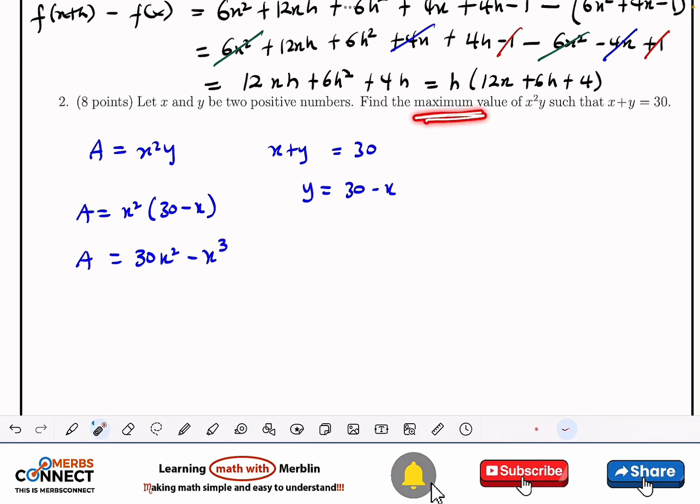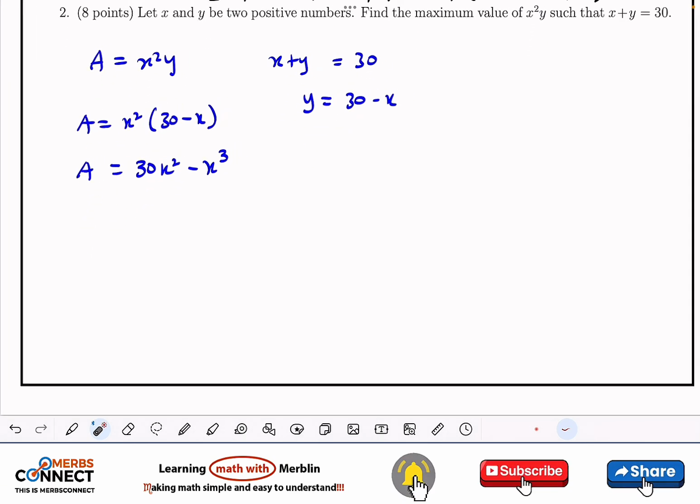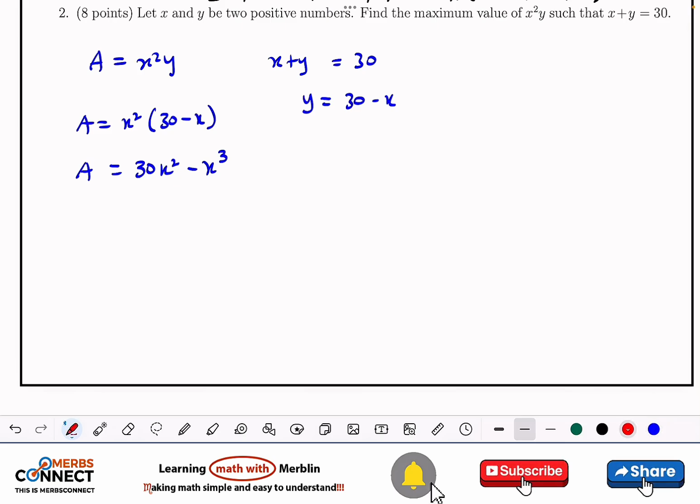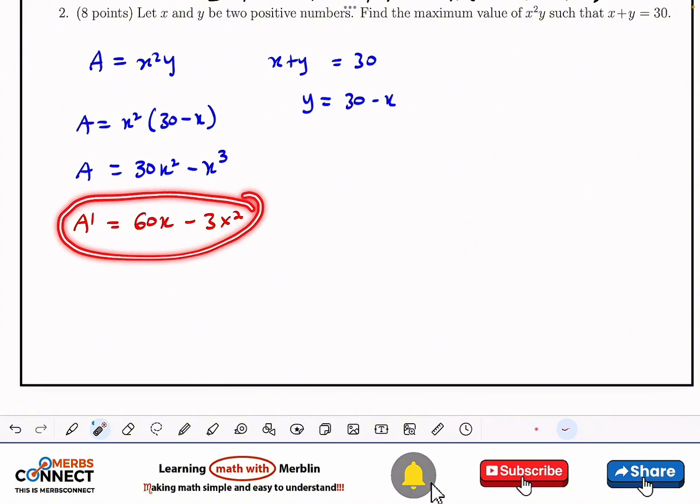So for us to maximize, or to find the maximum value, we need to differentiate A so that we can find the value of x that maximizes this. So now what are we going to do? Let's differentiate. A prime is equal to 60x minus 3x squared, right? So now we want to look for the values of x that will make sure that this equation is equal to 0.